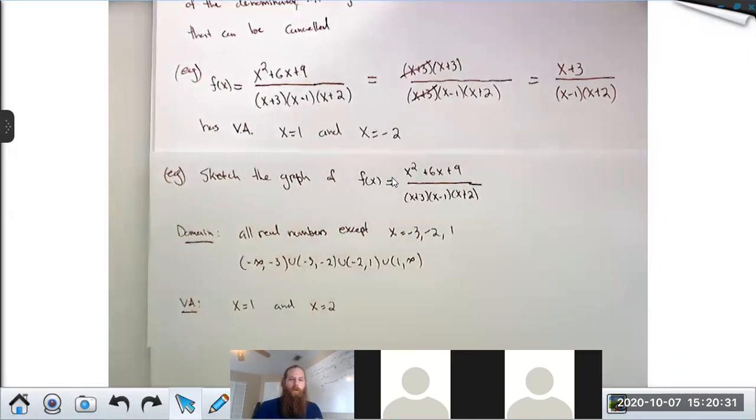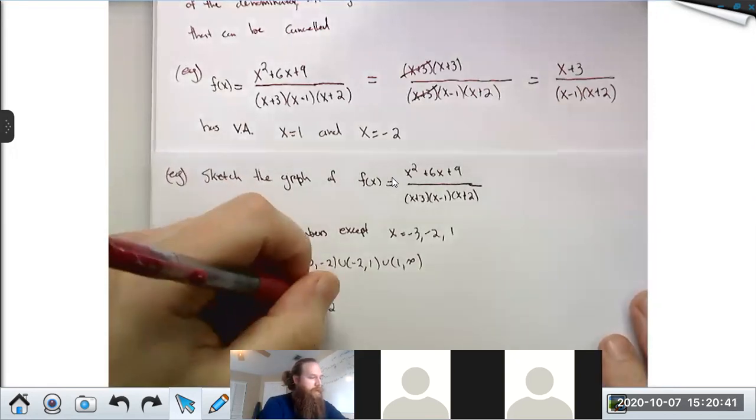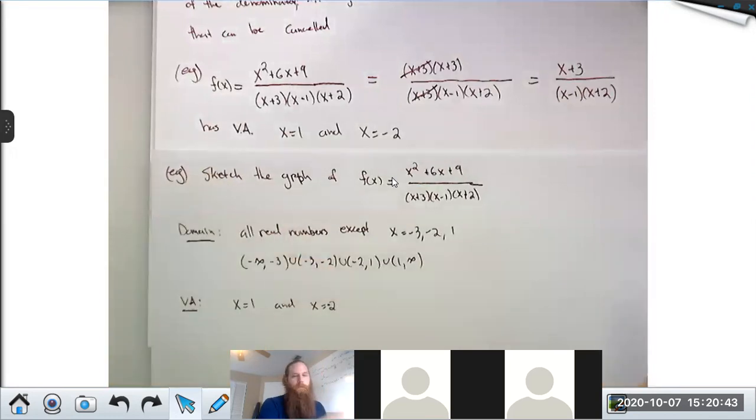Be careful on all of these asymptote questions. They need you to give the equation of the line. You can't just say 1 and 2. You have to say x equals 1 and x equals, I'm sorry, it should be negative 2, shouldn't it? Negative 2. When you give the horizontal asymptote, you can't just say 0, you have to say y equals 0.